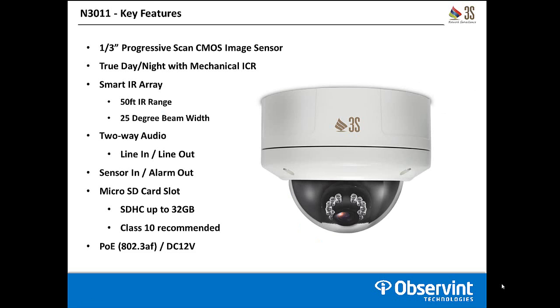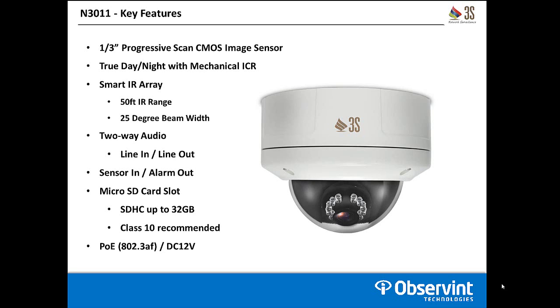Next, we're going to cover the N3011, which is a 5 megapixel Vandal dome in the series. It uses a 1/3 inch progressive scan CMOS image sensor. It is true day night with a mechanical ICR, and it has a built-in smart IR array for use when it's in black and white mode. That IR array is going to have a 50-foot max distance. It is a 25-degree beam width, and it is actually an 850 nanometer IR array, so you will see a tiny red glow coming from the LEDs at night.